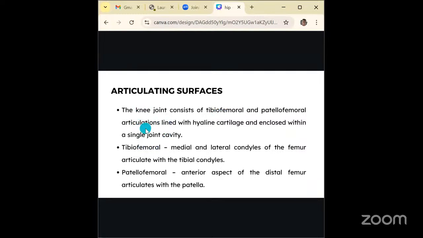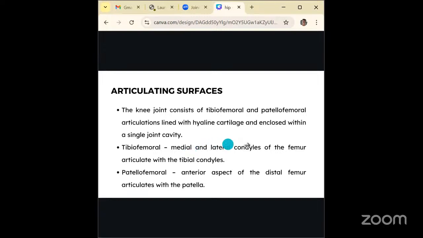This thing that looks like a big English, let me break it down. The knee joint consists of tibiofemoral and patellofemoral articulations. This simply means tibiofemoral, tibia and femur, patellofemoral, patella and femur. Simple. Doesn't call for any alarm.